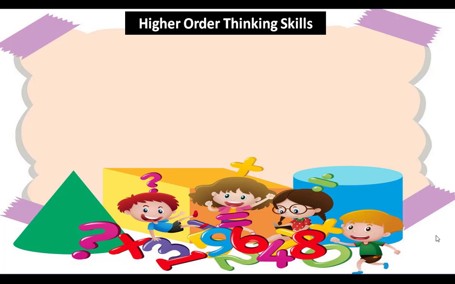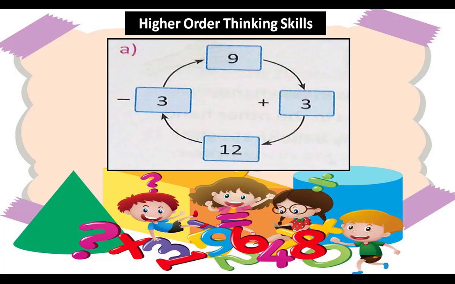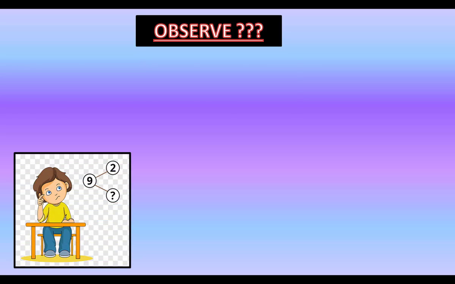Higher order thinking skills. Now look at this picture. Now 12 minus 3, you get the answer 9. But if you add 3 to 9, 3 plus 9, you get the answer 12. Observe.